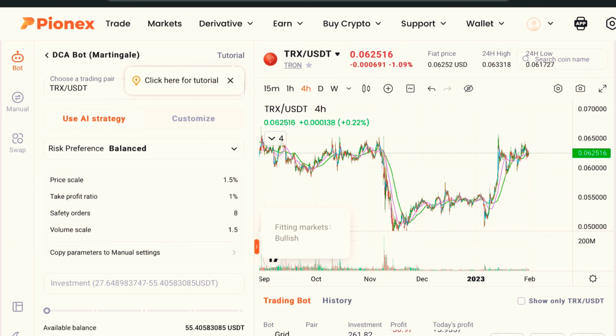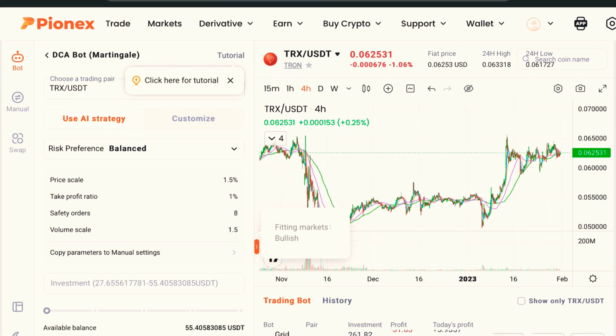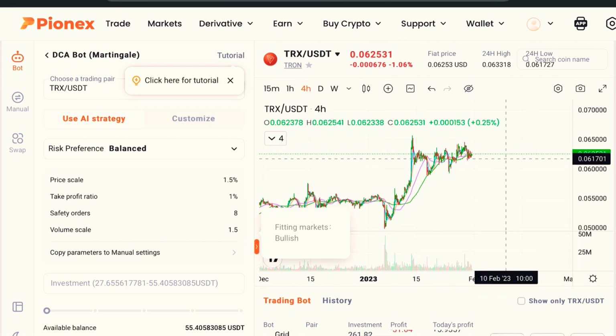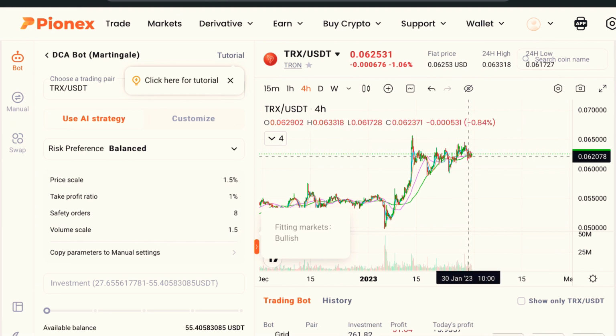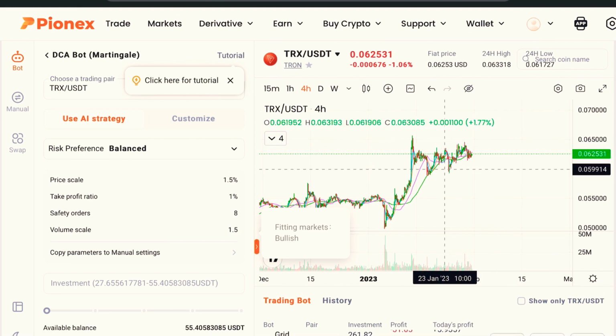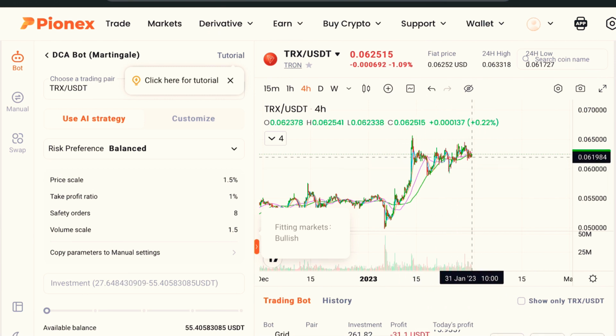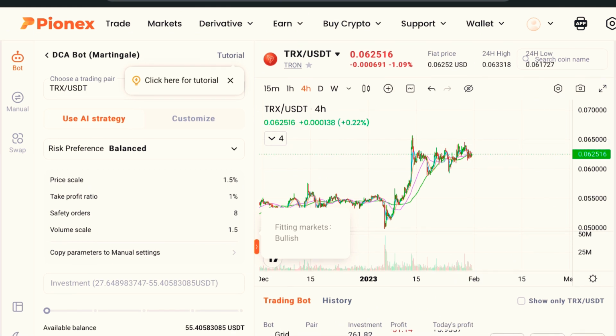Okay, so what we are going to do now is check the 4-hour time frame, and we see that the market is stagnating. So let's just do some measurements here. You see the lowest price here is somewhere around 0.062 cents, and the highest price here is about 0.064 cents, right? So what we're going to do is, let's just check whether we can have a measurement here.